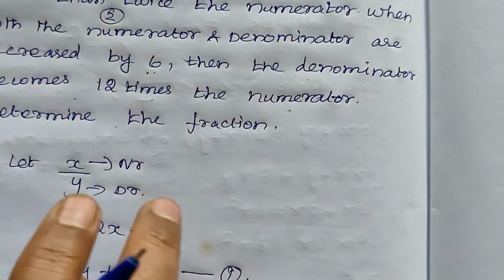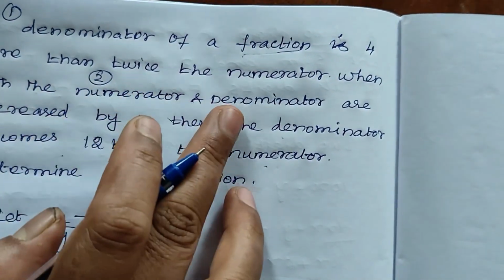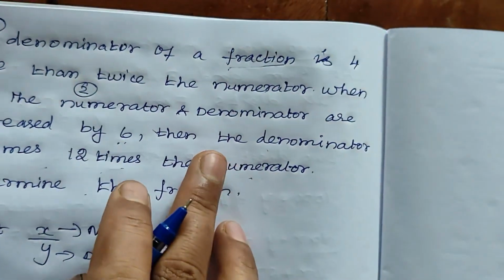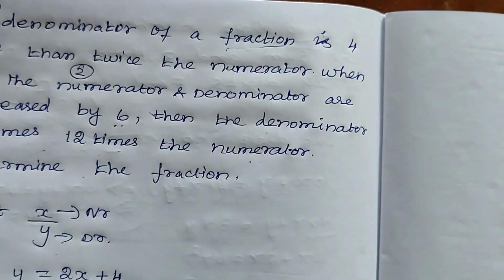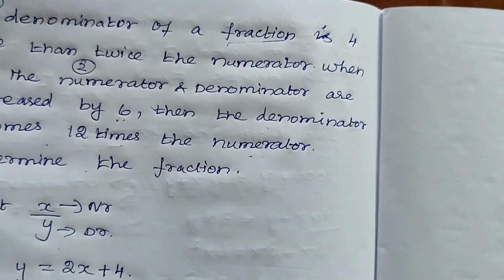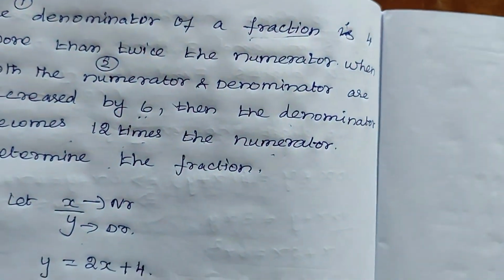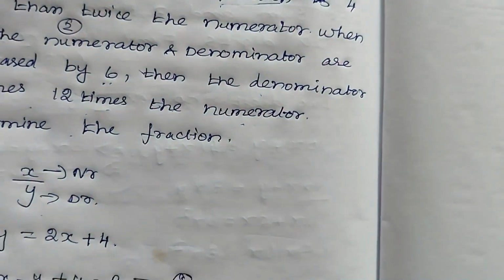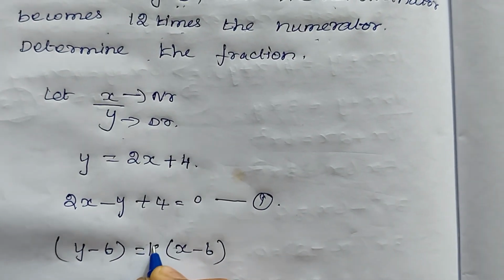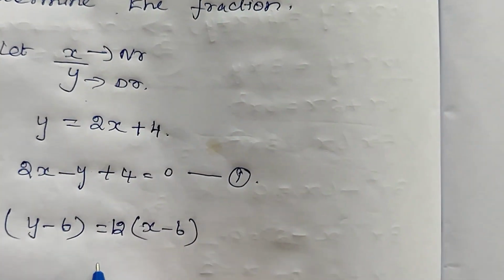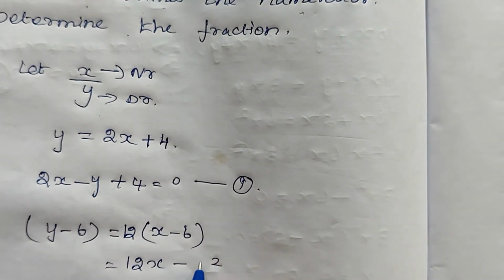The second condition, what is given? When both the numerator and denominator are decreased by 6, then the denominator, which is y, becomes y minus 6. Y minus 6 equals, the denominator becomes 12 times the numerator. The numerator is also decreased by 6, so decreased by 6 is x minus 6. Then 12 times x minus 6, so that is equal to 12x minus 72.